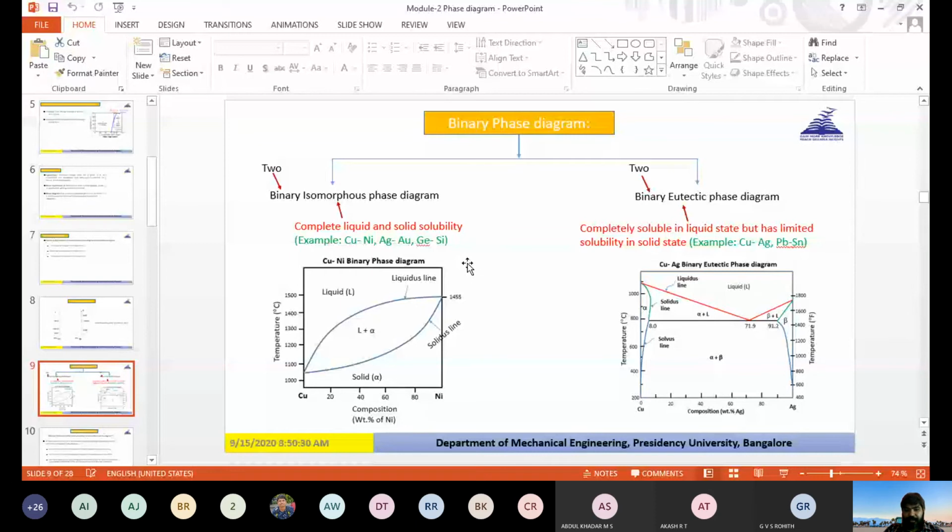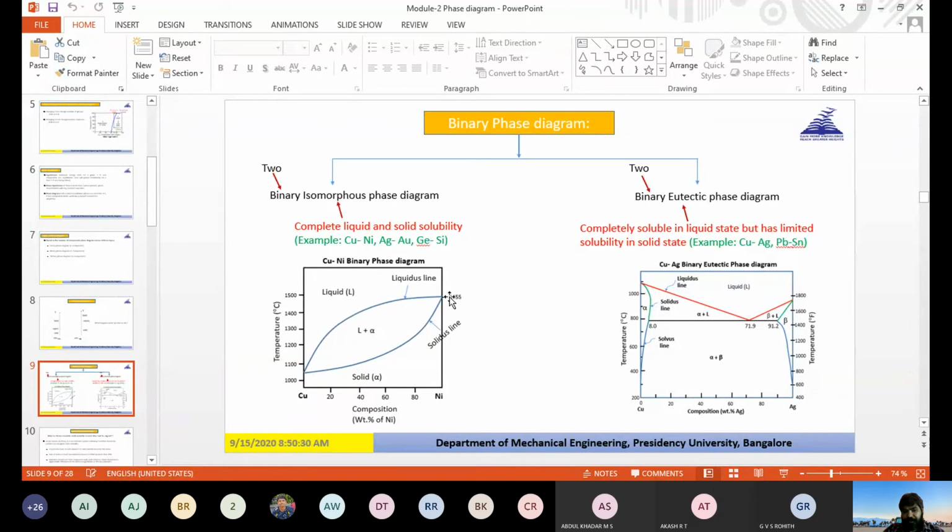Please try to understand these technical details, then we will also see something related to the binary phase diagram in the next lecture. So this is the copper nickel binary phase diagram. I will explain this when we come to the eutectic phase diagram. As of now, just have a look at this eutectic phase diagram, and how it is different from the binary phase diagram.